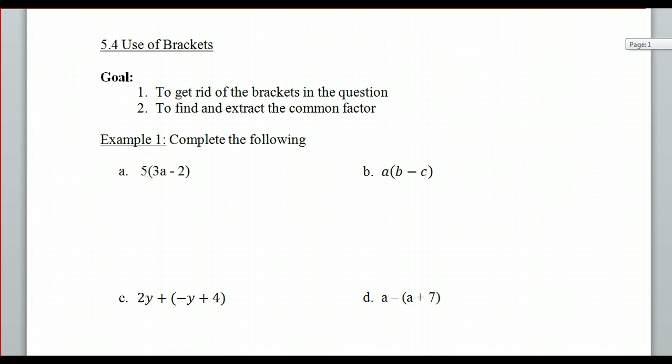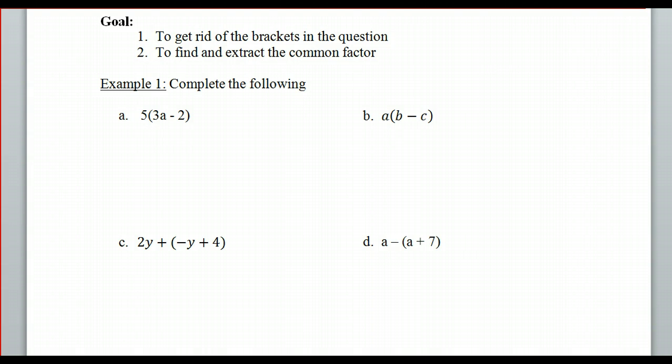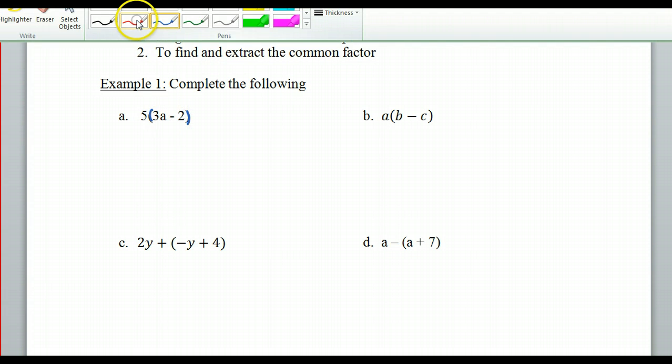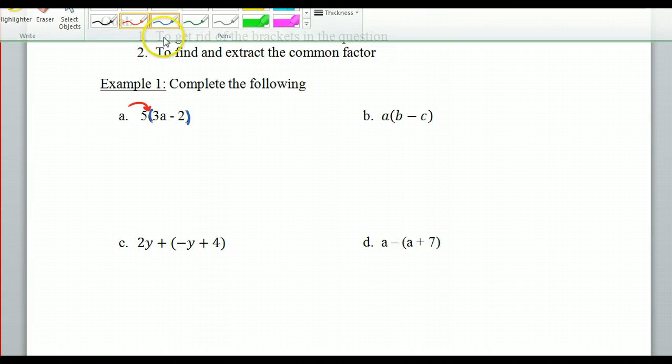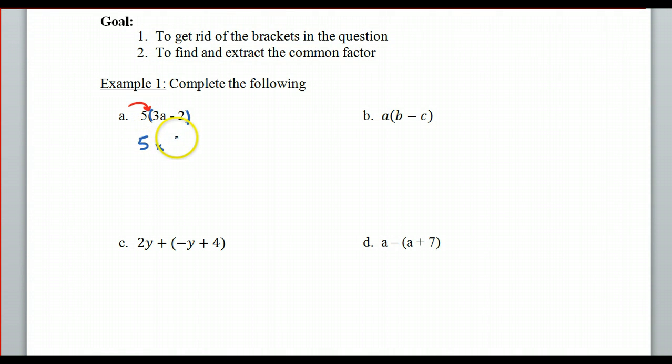Example number one here. Okay, I have 5, and then I have times, and in the bracket I have 3a minus 2. Okay, the important thing here is to ask yourself, what is the operation that is in between that 5 and the bracket? Okay, and the operation that's there is multiplication. So I could rewrite this as 5 times and then a bracket 3a minus 2.